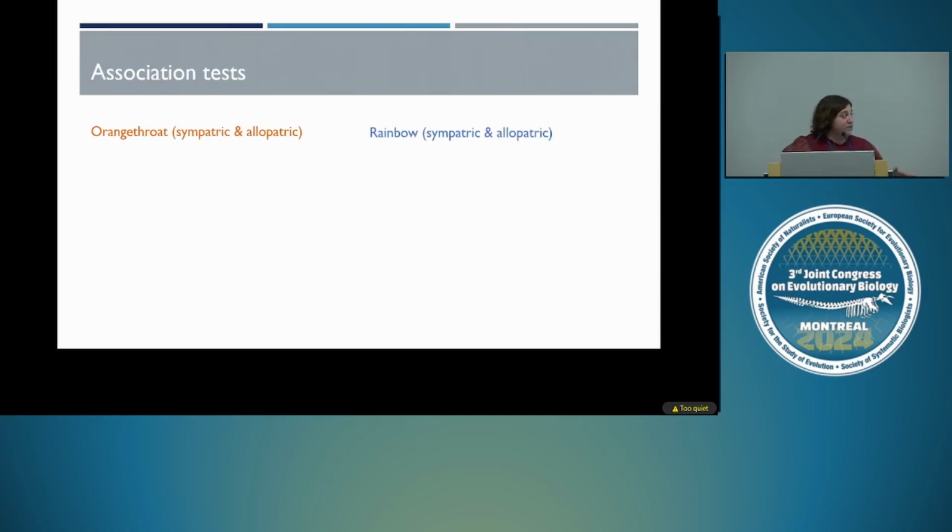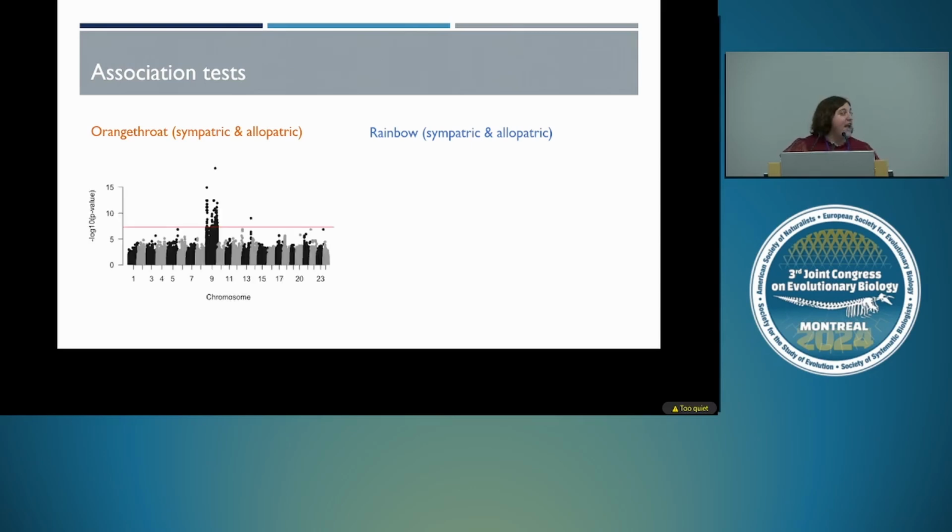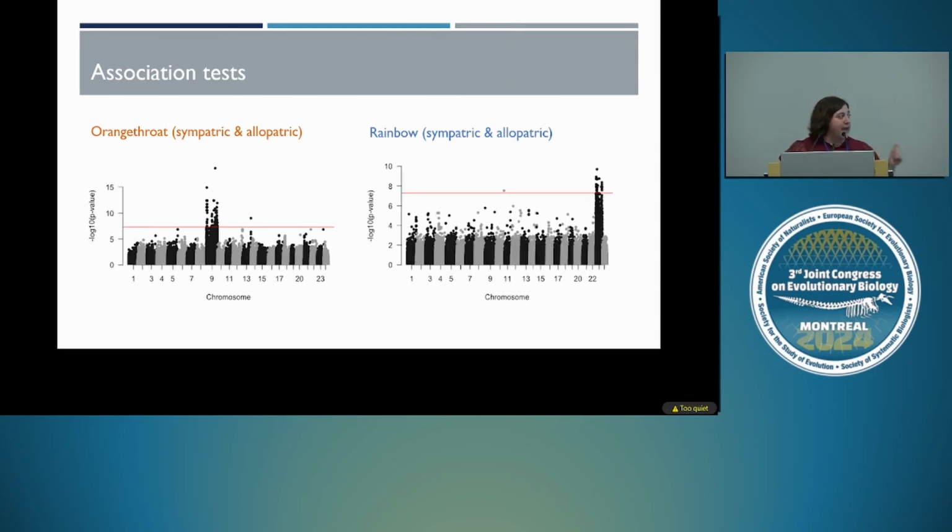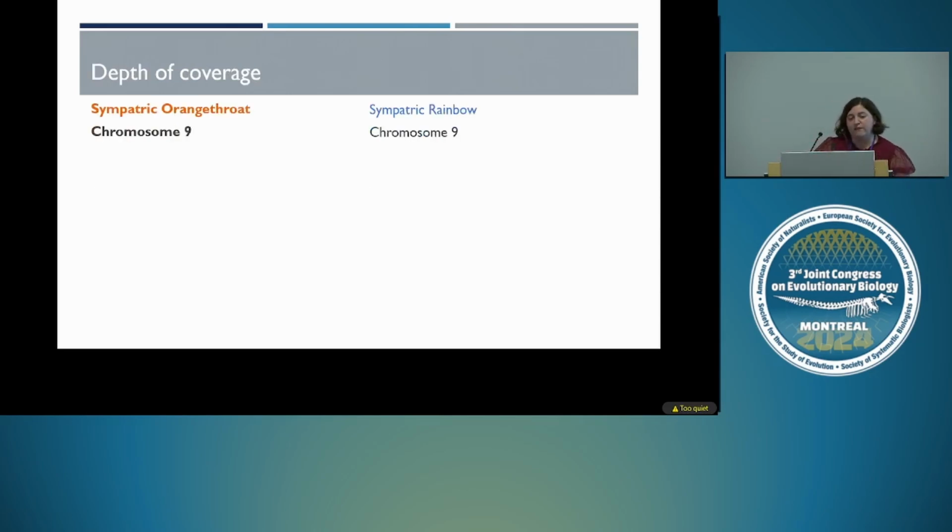We also conducted those association tests on those pooled populations, and yet again, chromosome 9 is coming out as a strong candidate region in the orange throat darter, whereas in the rainbow darter, we now have a strong association between sex and sites on chromosome 23, which is not where the candidate genes that we previously identified are, so that's something interesting. And then the final approach we took was that depth of coverage approach.